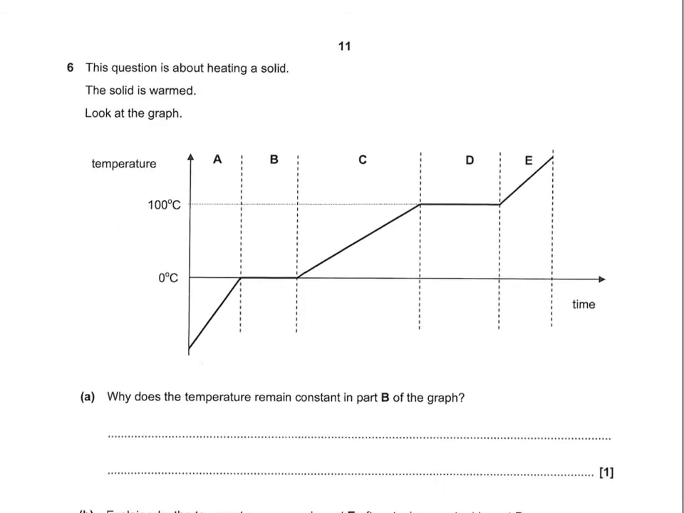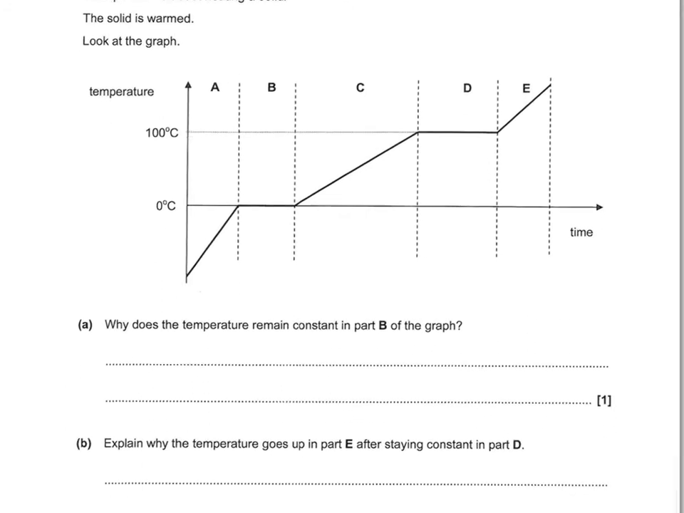And the last question, this question is about heating a solid. The solid is warm, look at the graph. Why does the temperature remain constant in part B of the graph? So this is the idea that the solid is melting. Remember, if the temperature is staying constant, it's changing state, and here it is melting, and here it will be boiling. It says part B, so there it's melting.